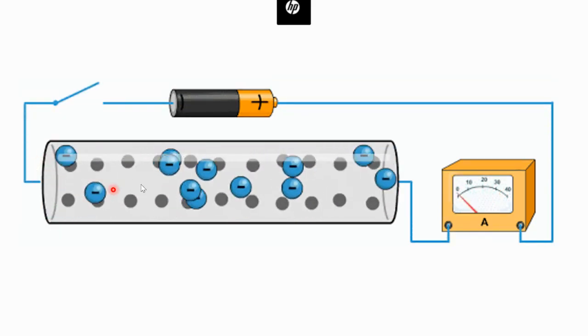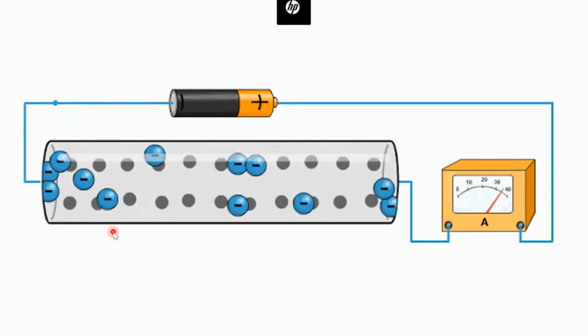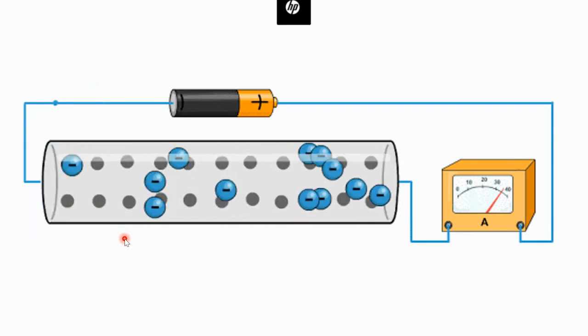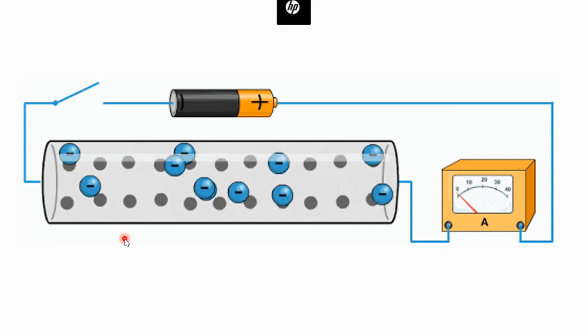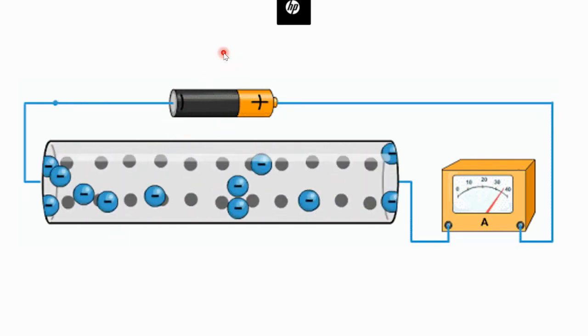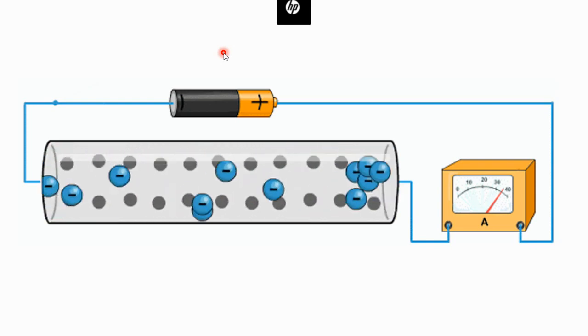So each electron gains some energy, and the amount of energy it gains is known as the potential difference. So if you go and find yourself a battery or look on the back of your phone battery, you'll see a number in volts.